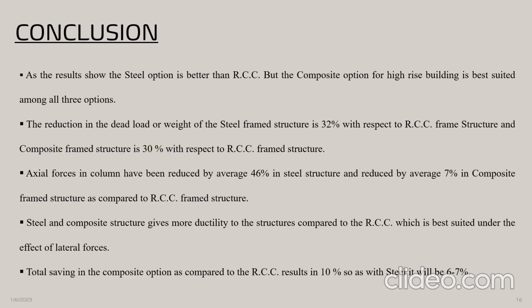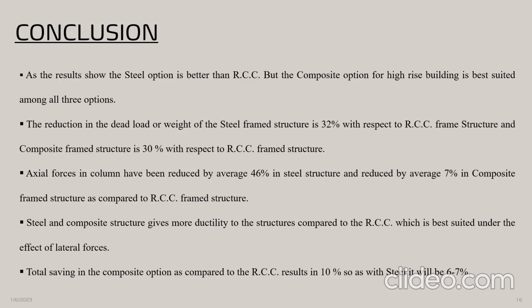Conclusion or comparison between RCC, composite and steel structure. As the results show, the steel option is better than RCC, but the composite option for high-rise buildings is best suited among all three options. The reduction in the dead load or weight of the steel framed structure is 32% with respect to the RCC framed structure, and of the composite frame structure is 30% with respect to the RCC framed structure.